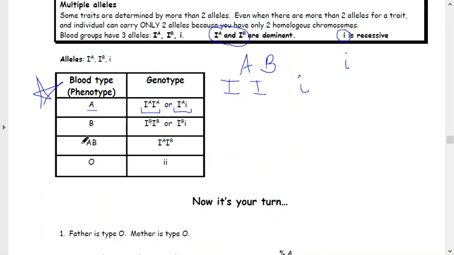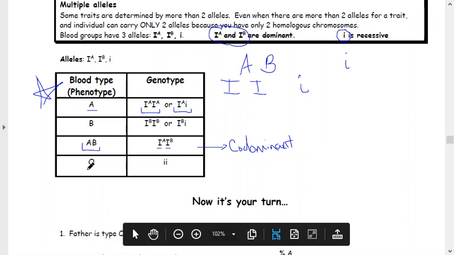The same is true for type B blood. You can have type AB blood, which means you have one A allele and one B allele. Notice that this is codominant, so it's an example of codominance embedded within a multiple allele problem. Both the A and the B blood type show up simultaneously in the same person. That's what having AB blood means. And if you have both recessive alleles, you have type O blood.